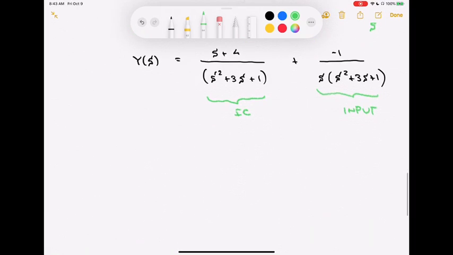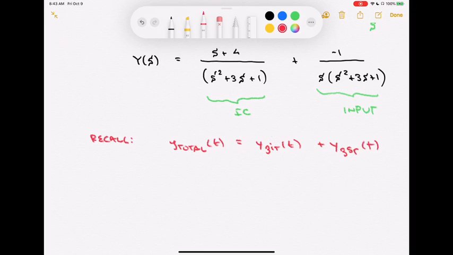Now I'm going to just look at this for a minute and think a little bit. I'm going to do kind of an aside. Recall from our discussions back in chapter 2 that y total, our total response for the system, could be y zero input response, and then we had y zero state response. The zero input response depended only on the ICs. The zero state response only depended on the input.